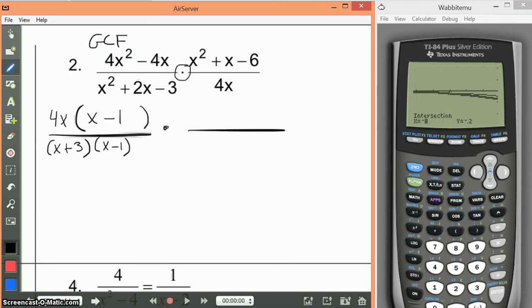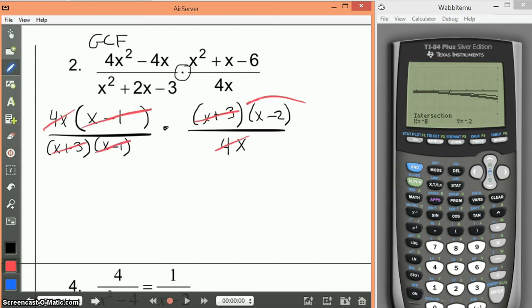Now, the top is also a trinomial, so something that would multiply to get a -6 and add to get the 1. So what would that be? 3 and -2, so x plus 3 and x minus 2. And the 4x, you cannot really factor that. So the first step, every time you have an expression that has a multiplication and division in the middle, you have to factor and then simplify. So there you go.